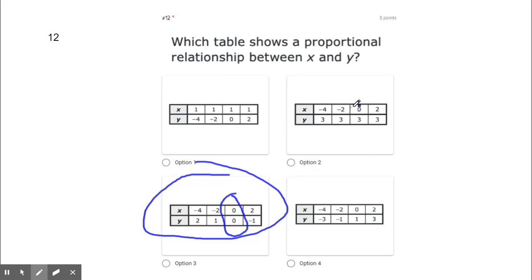They have some zeros throughout here, but they don't have both X and Y 0 together. And that's what you're looking for in being proportional. When X is 0, Y is 0, they go through the origin. So on that coordinate grid, when it's proportional, it goes right through the origin where the X and Y axis intersect one another.